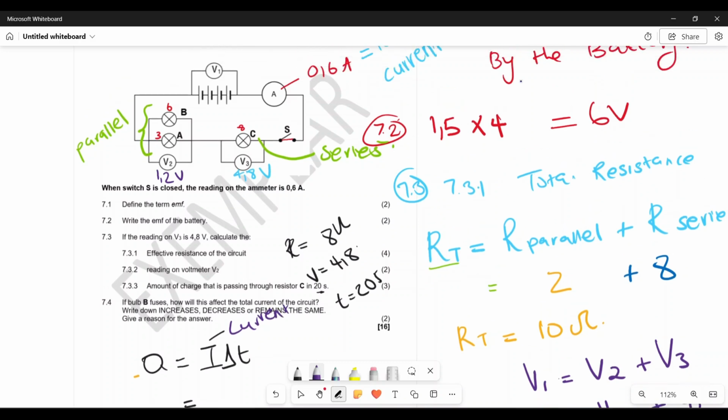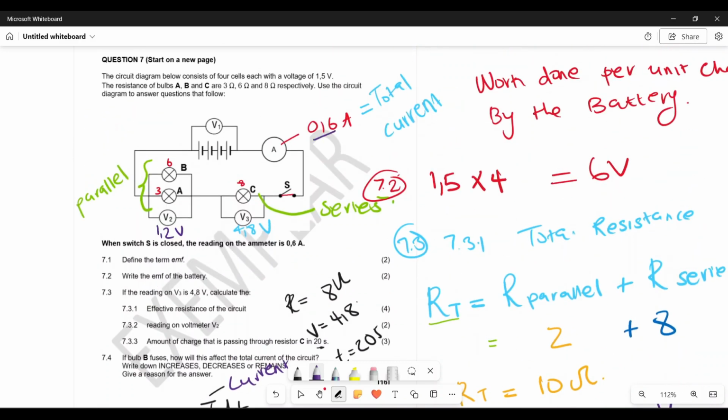Now, if the ammeter reading here is 0.6, what would be the ammeter reading on this resistor here? The ammeter reading would also be 0.6. Why? It is because this resistor is connected in series.